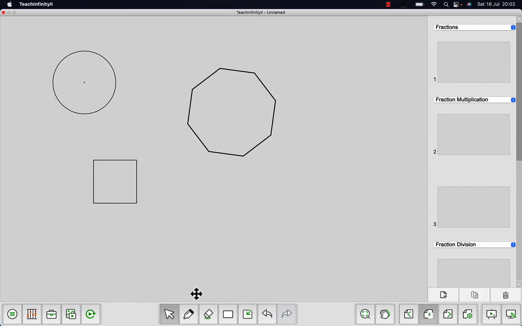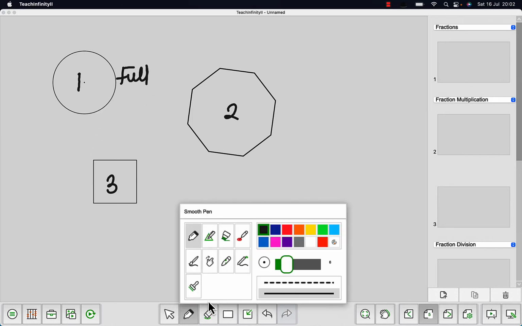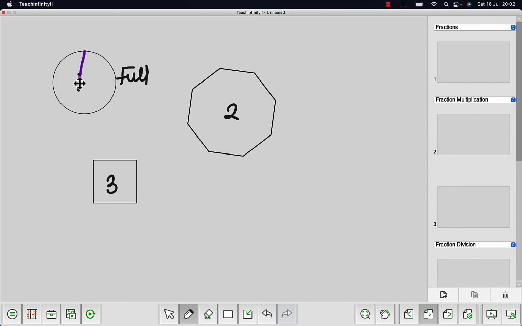Alright, so let's see. These plain figures are whole. So this is 1. Let's call this 2. Let's call that 3. So this is a full circle. Now, if I decide to cut this circle into 2, if I divide this circle into 2, now we can have 1 and we can have 2. You understand? So this is half of a circle.